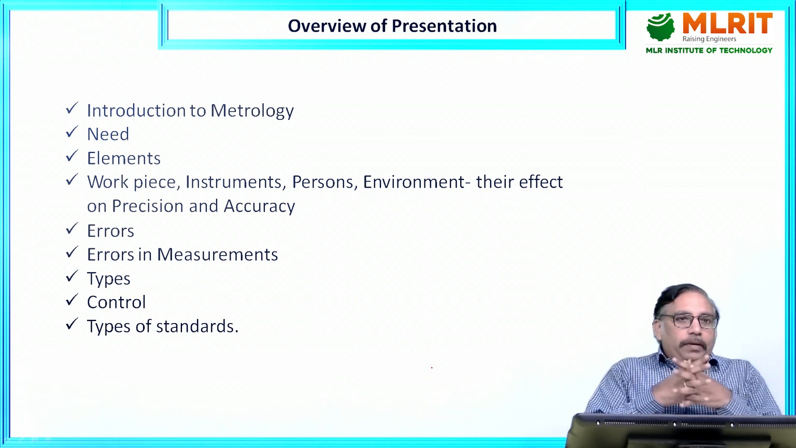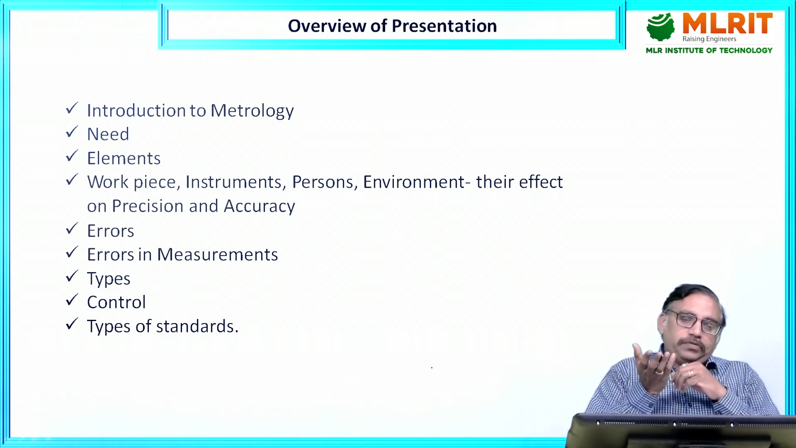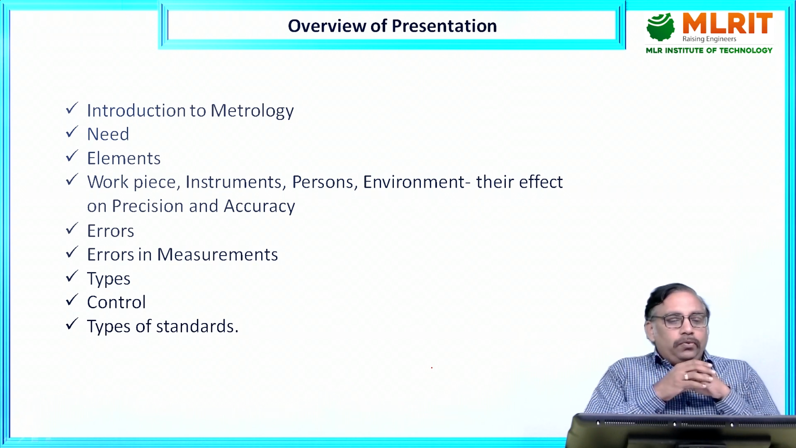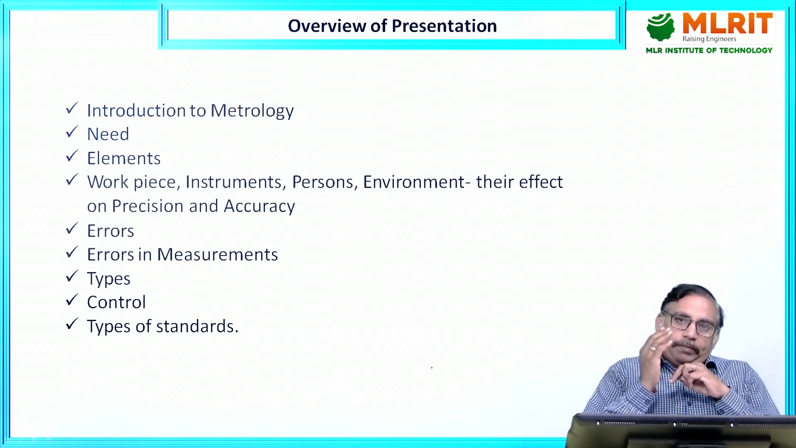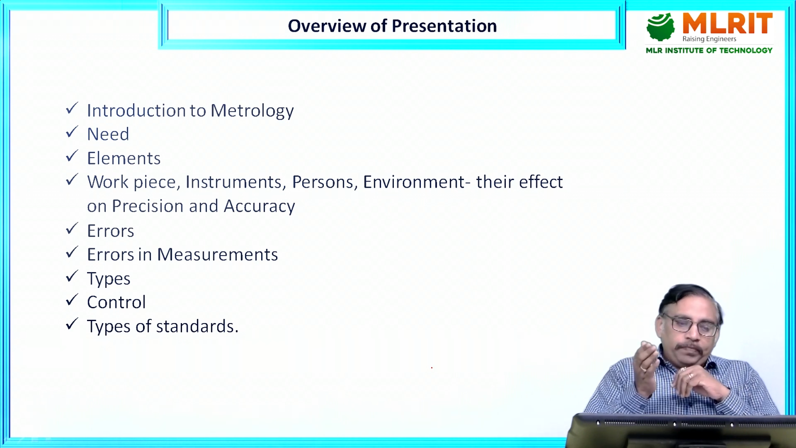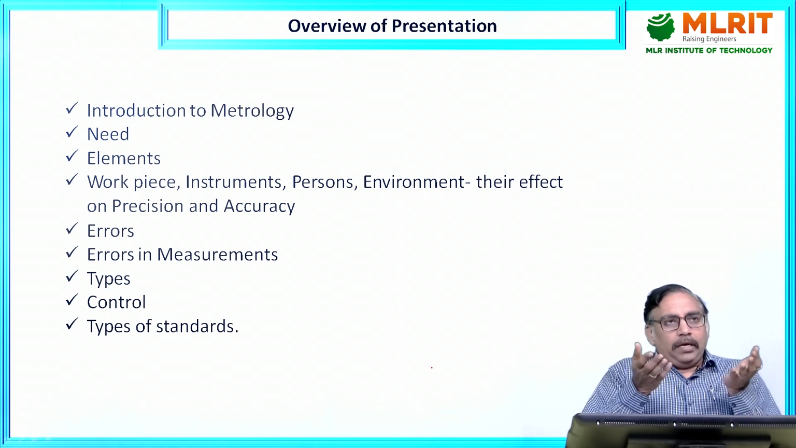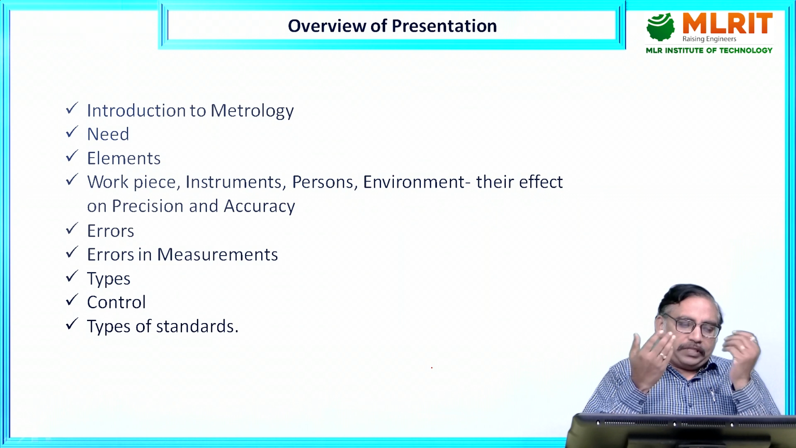So coming to the introduction to metrology, it is made of two Greek words, metro and logi. In Greek, metro means measurement and logi means science. Metrology is the science of precision instruments, and an engineer can say it is the science of measurement of lengths, angles and all related quantities like length, width, depth, diameter, straightness with high accuracies.